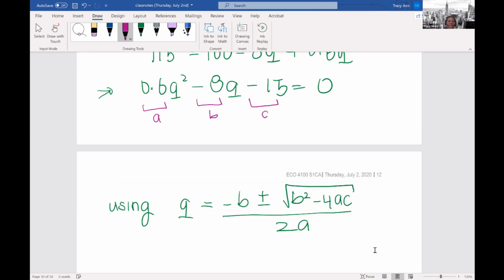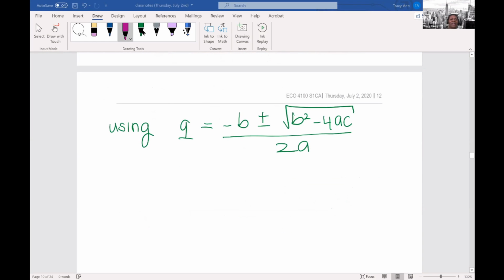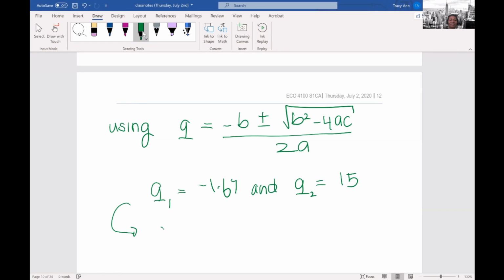Somebody worked it out really quick, and I absolutely appreciate that. And you are correct. So when you work it out, you should get a q1 value that is equal to minus 1.67, and another q value that is equal to 15. And so in this case, it means that at p equal to 115, your q is equal to 15. Now I skipped ahead in finding q equal to 15, and I just accepted it.